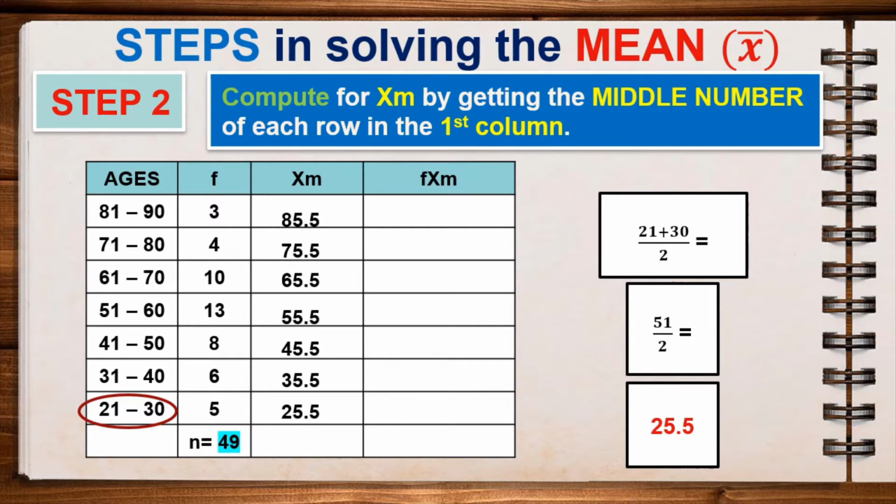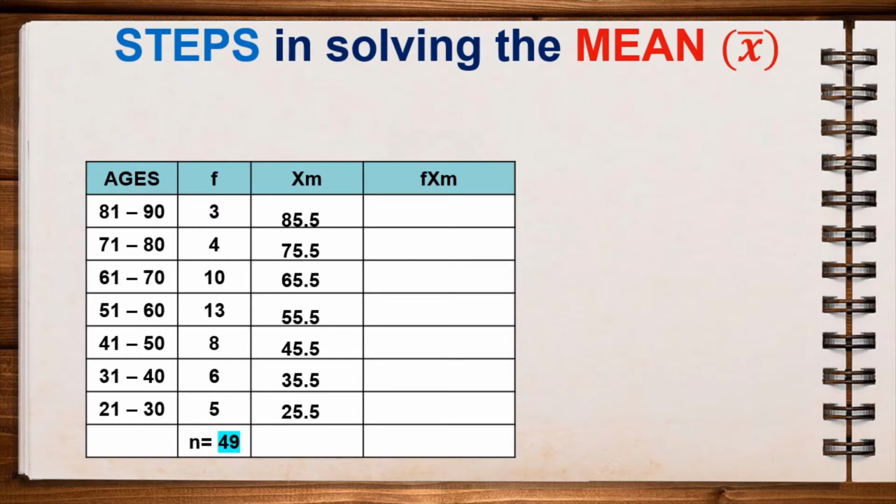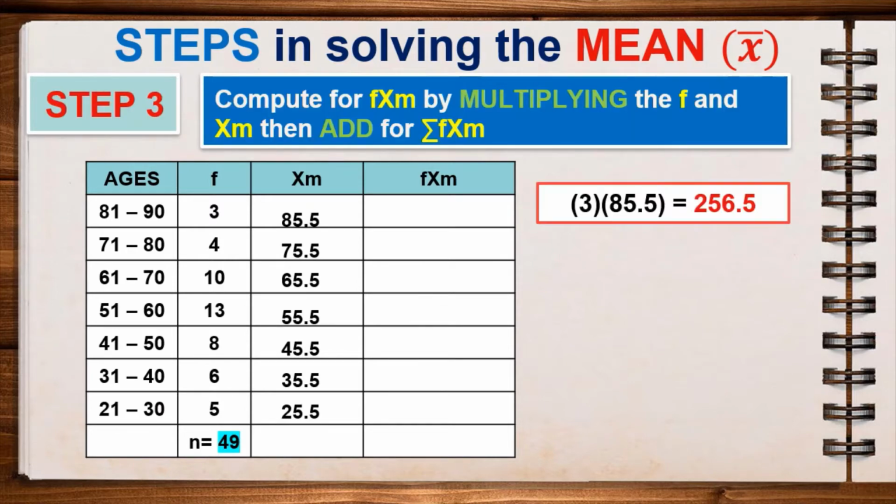Okay, next column. The product of the frequency and the class mark. So 3 times 85.5. So silang dalawa po yun. I-multiply po natin silang dalawa. Okay, so that is 256.5. Next is 4 times 75.5. That's 302. The next is 10 times 65.5, that is 655.